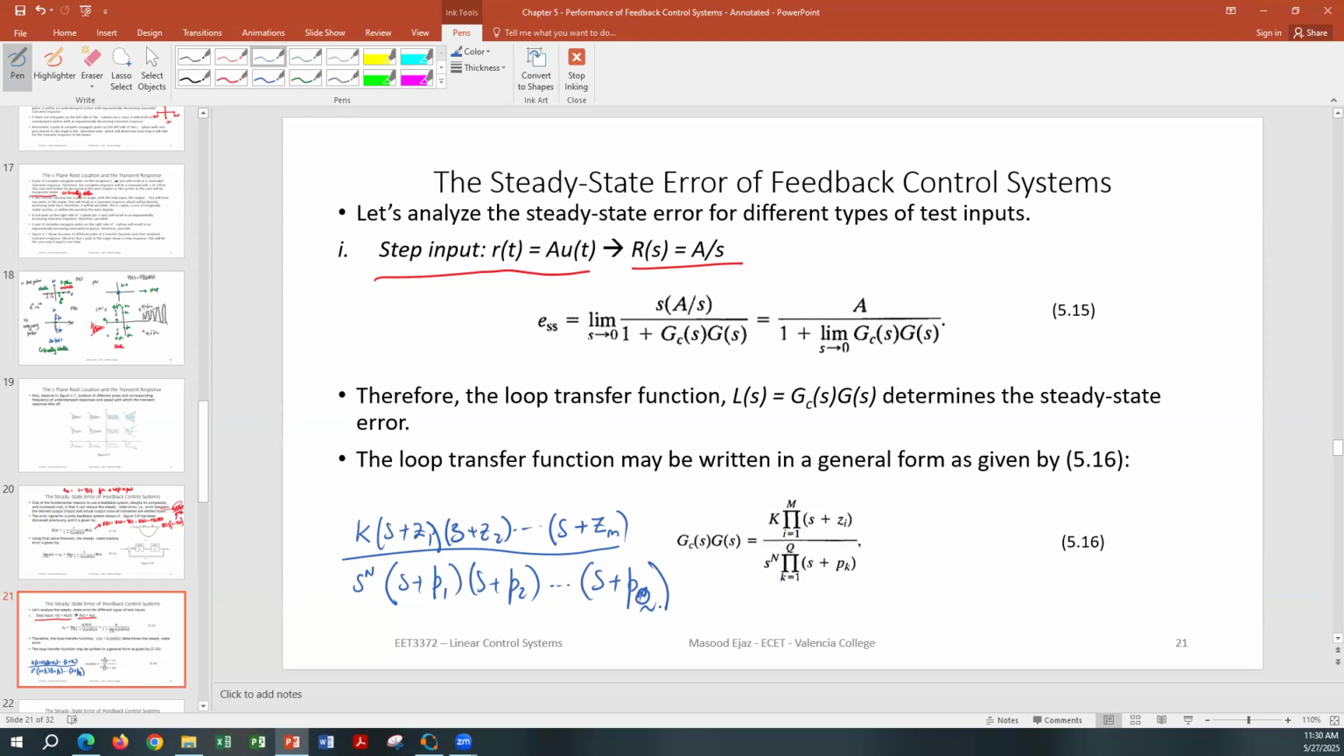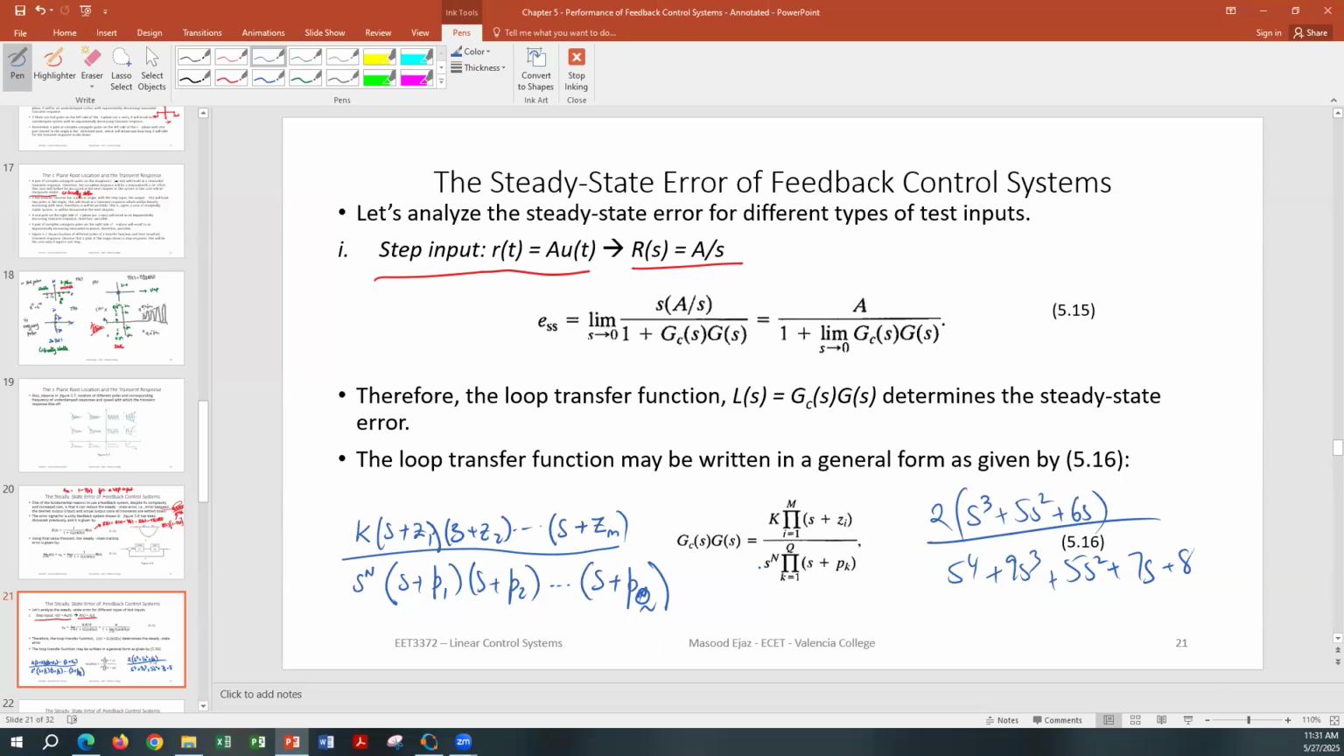The loop transfer function, once you have it, can be any loop transfer function. For example, you can have s cubed plus 5s squared plus 6s plus 2, over s to the fourth plus 9s cubed plus 5s squared plus 7s plus 8. Let's say you have this loop transfer function. You can factor out the numerator, factor out the denominator, and write it down in terms of this. And assume you have some poles at the origin as well. So this is a generic loop transfer function.